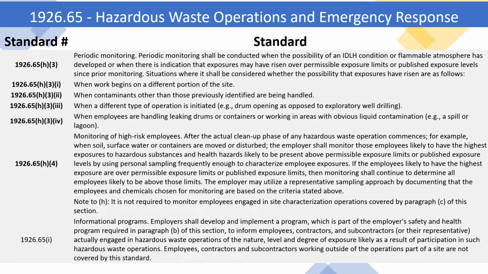1926.65 H3 Periodic monitoring. Periodic monitoring shall be conducted when the possibility of an IDLH condition or flammable atmosphere has developed or when there is indication that exposures may have risen over permissible exposure limits or published exposure levels since prior monitoring. Situations where it shall be considered whether the possibility that exposures have risen are as follows.